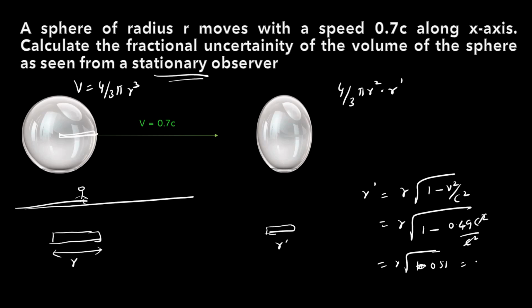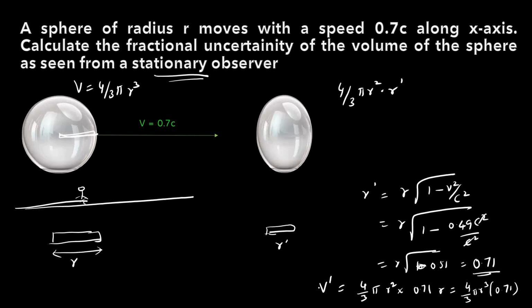I get the answer as 0.71. Okay, so I got the answer 0.71 over here. Now what is it I need? I got r dash. Your v dash will now be equal to 4 by 3 pi r square into 0.71 into r, which will now be equal to how much? 4 by 3 pi r cube into 0.71. This is what I got.